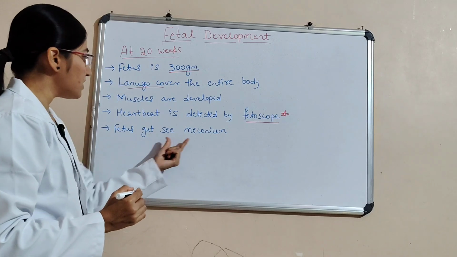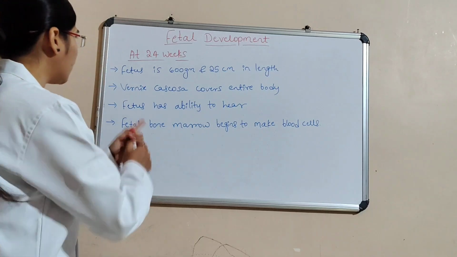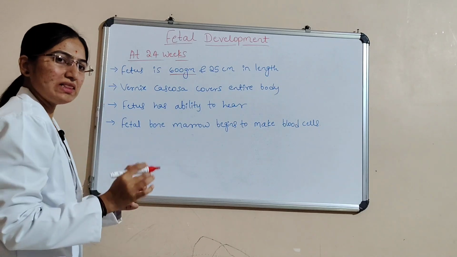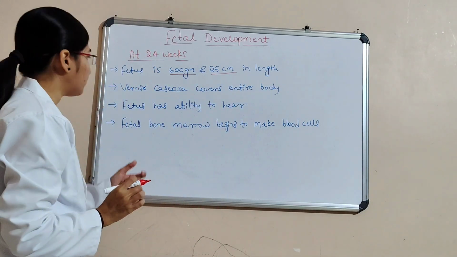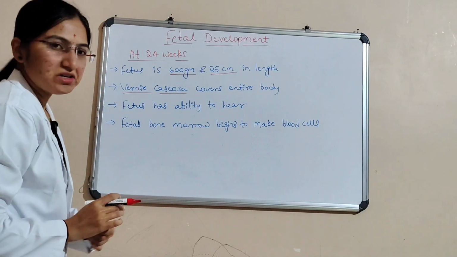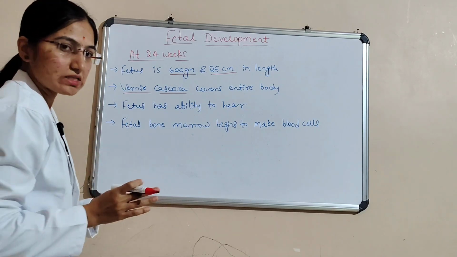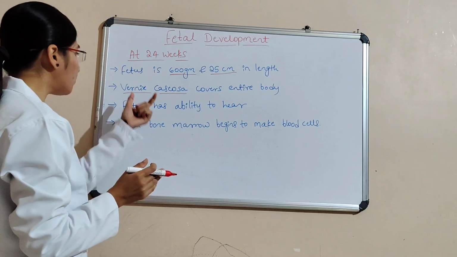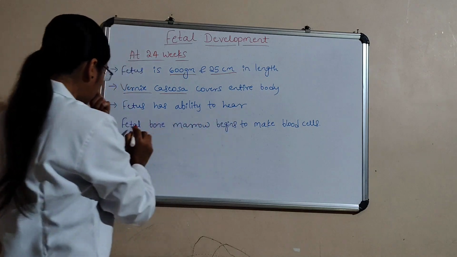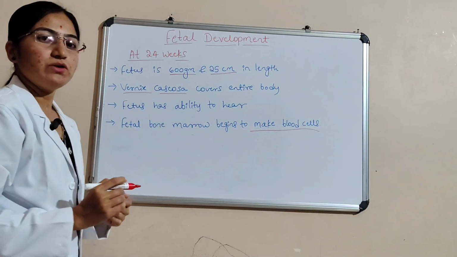And then the fetus passes meconium, the first stool. Next we'll see 24 weeks. Here fetus weight is 600 gram and length is 25 centimeter. Vernix caseosa covers the entire body. Vernix caseosa is a whitish creamy substance that protects the skin of a fetus. The fetus has the ability to hear, and fetal bone marrow begins to make blood cells. That is at 24 weeks.